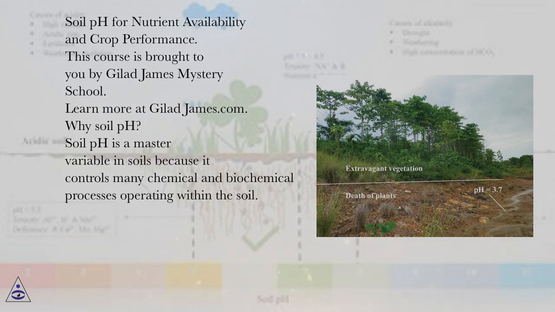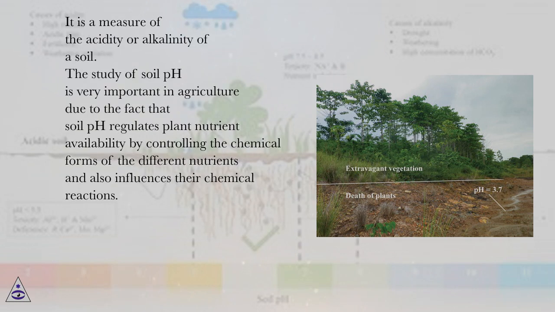Why soil pH? Soil pH is a master variable in soils because it controls many chemical and biochemical processes operating within the soil. It is a measure of the acidity or alkalinity of a soil.